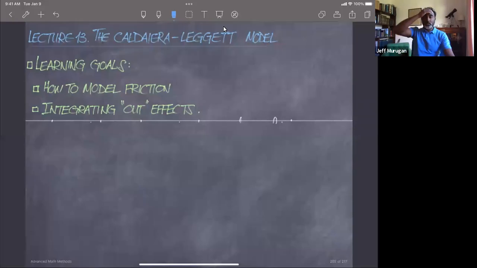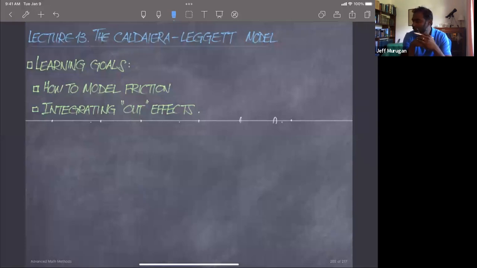All right. So today I want to apply the kinds of things that we've been talking about with Green's functions to a very specific and really cool model called the Caldeira-Leggett model of friction. So our learning goals today are twofold. One is we'd like to understand how we model friction. So by this I mean the following. We're all familiar with friction.